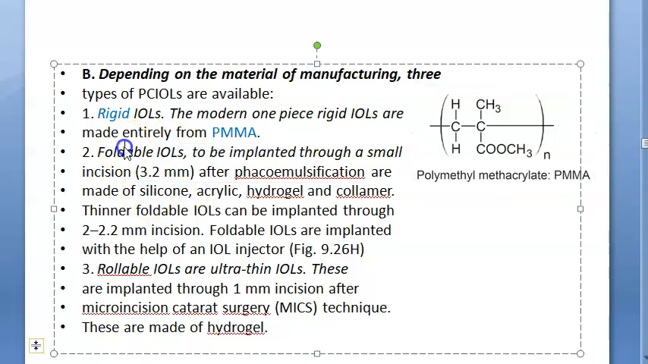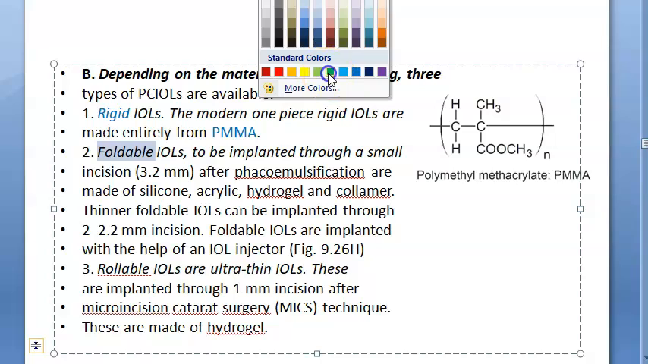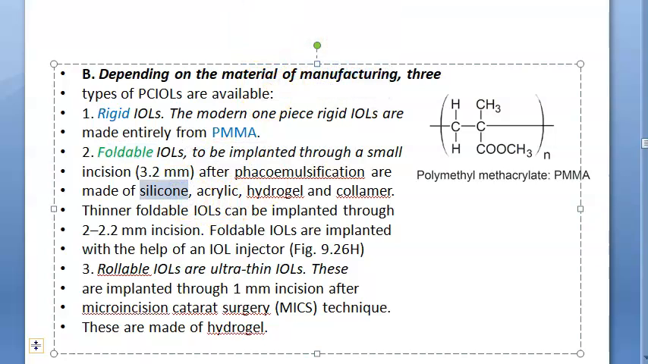like that, you remember. Foldable will be silicone, acrylic, hydrogel. We'll just remember silicone, acrylic, hydrogel, all this we'll remember. Then you have rollable.